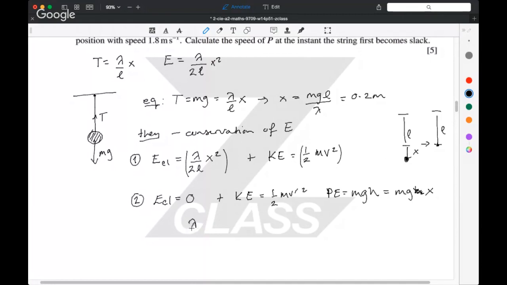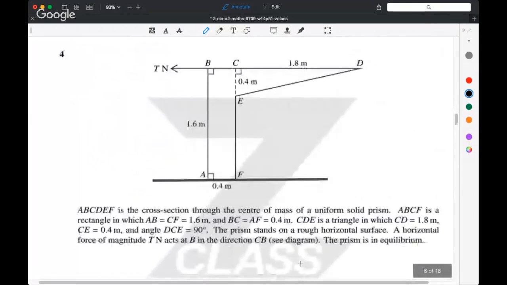So we have lambda over 2L x squared plus 1/2 m v naught, v initial, squared is equal to 1/2 m v prime squared plus mgx. So we've got lambda, we've got L, we've got x, we've got m, we've got v naught, we've got g, we've got everything, and we can therefore solve for v prime. Not too difficultly. Okay, so question 4.